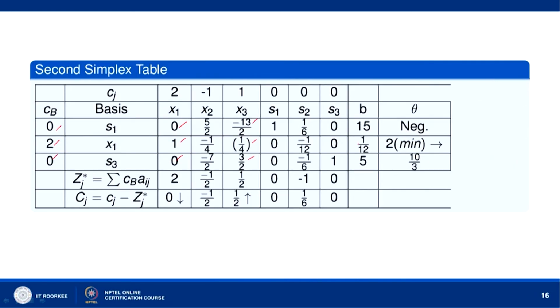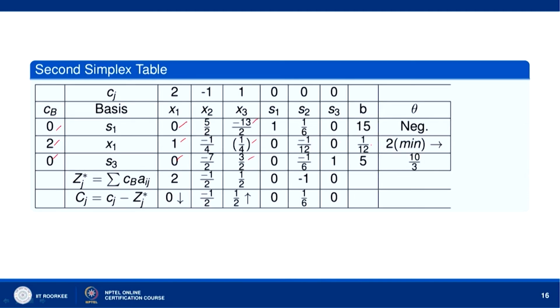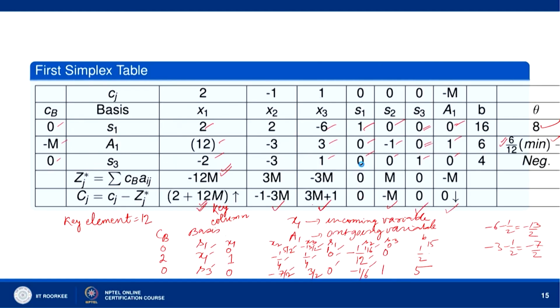Okay. B column has 15, 1 by 12, this should be 6 divided by 12, this should be 1 by 2. So, here 1 by 2 it should be. And this one is 5, this one is 5. Okay. So, they match now.